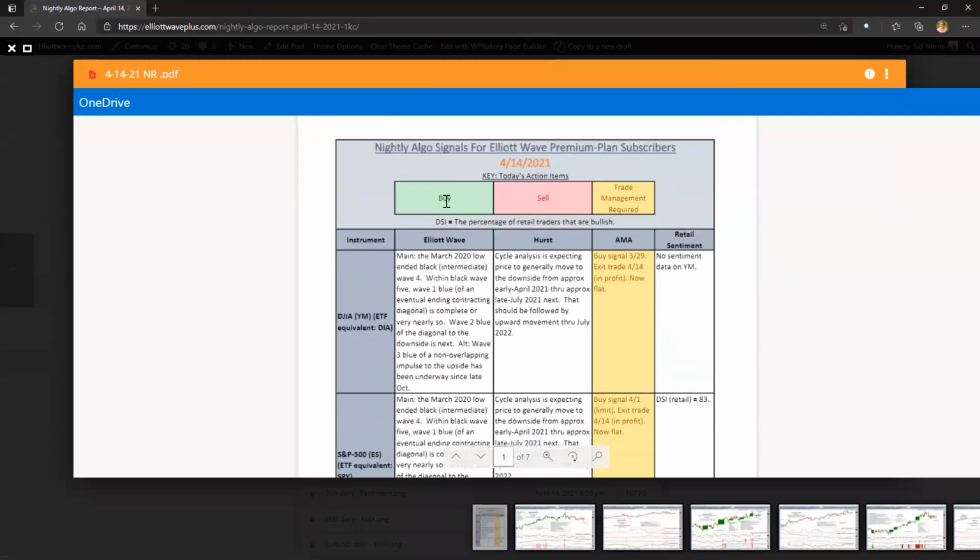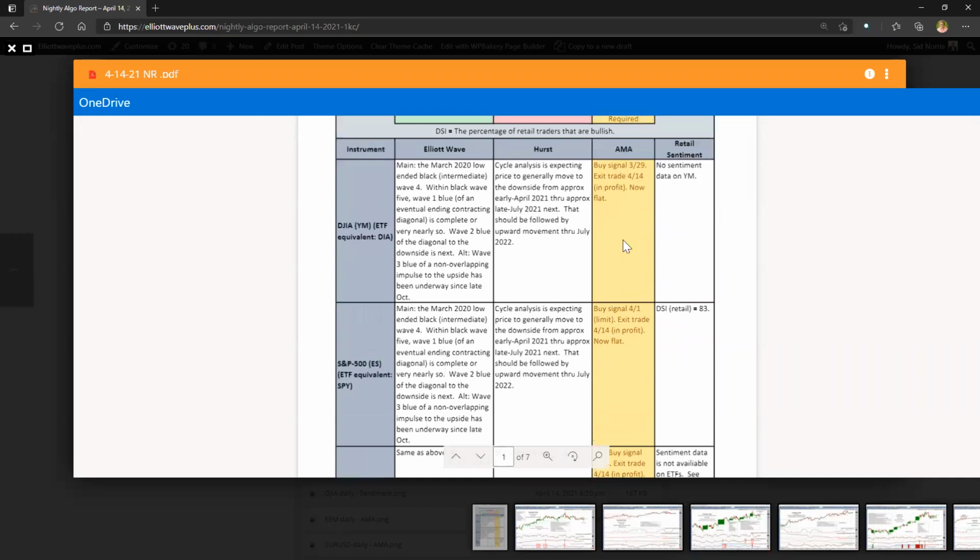Green means there's a new buy signal. Pink or red means there's a new sell signal. Yellow means there's trade management stuff that you need to do, and it'll tell you what's happening. So you'll notice that tonight I'd already showed you on the Dow, we've been on a buy signal since 3/29. It's saying exit the trade now, and it's in profit, and go flat.